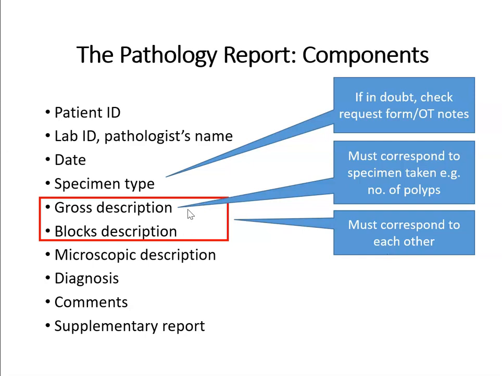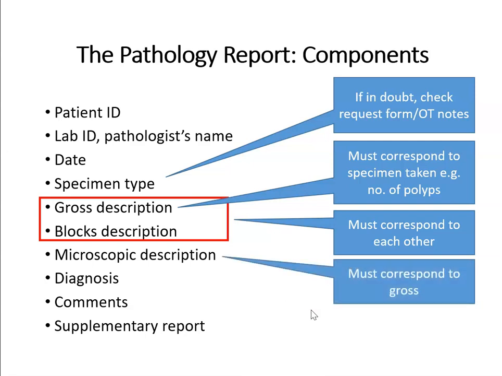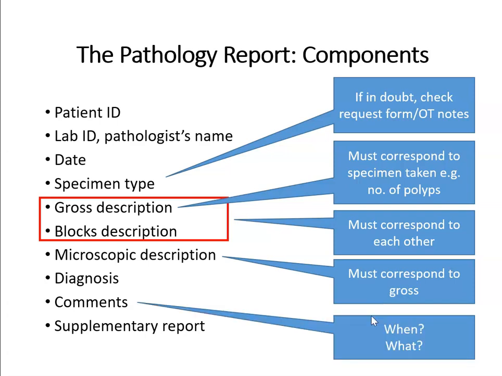And it's also very important to ensure that the gross description and the blocks description correspond to each other. For example, if we are describing a 2 centimeter mass in the gross description, the blocks description should correspondingly refer to the 2 centimeter mass or using the same adjectives. For microscopic description, similarly, this should correspond to the descriptive terms we use in the gross description so that we can recognize the actual area that we are describing.